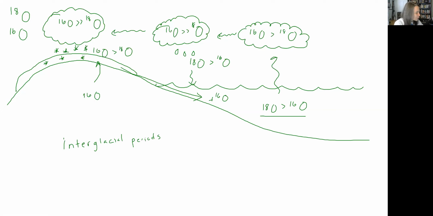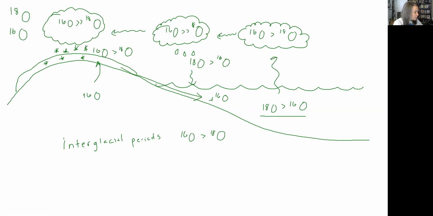But during the interglacial periods, that's when things warm up. We put more oxygen-16 in the oceans. So if we were to measure ocean water during interglacial periods, what we would see is that we have more oxygen-16 than we do oxygen-18. So high oxygen-16 during interglacial periods, okay?